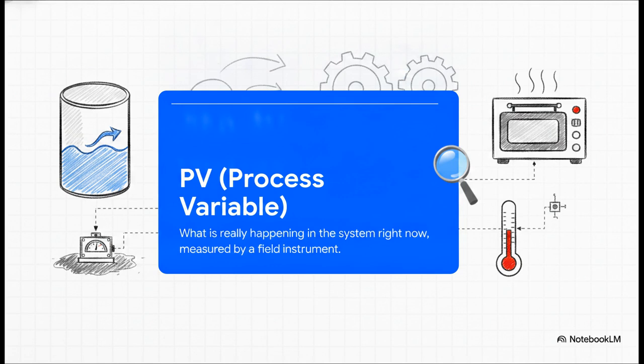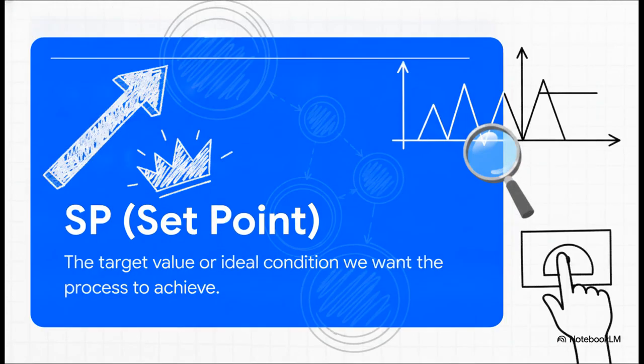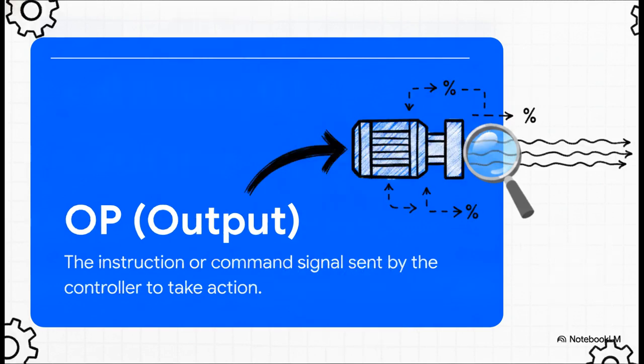It's always measured by a physical instrument out in the mud, and it is the starting point for every single decision your control system makes. Next up is the set point, which we call the SP. So if the PV is your current reality, the SP is your goal. It's the exact ideal condition that we're trying to force the process to maintain. Basically, the entire purpose of your control loop is just trying to force your PV reality to perfectly match your SP target.